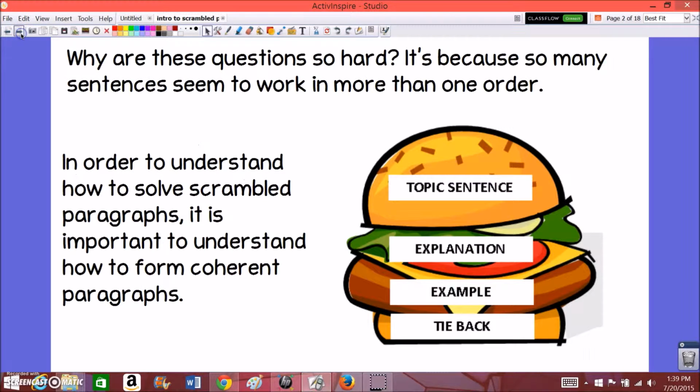All right, so why are these questions so hard? Well, it's basically because so many of the sentences, when you look at them, seem like they could work in more than just one order. It's not always obvious what should be the second sentence or the third sentence or the fourth sentence. Sometimes the third sentence looks like it could be the second. So in order to understand how to solve scrambled paragraphs, the first thing you really want to have a good grasp on is how coherent paragraphs are formed.